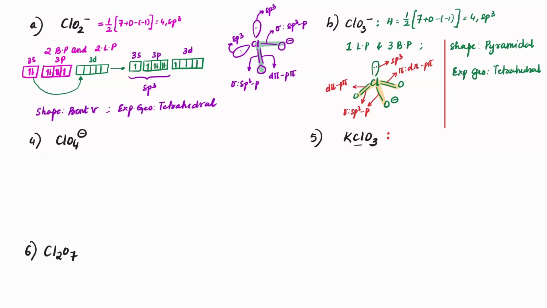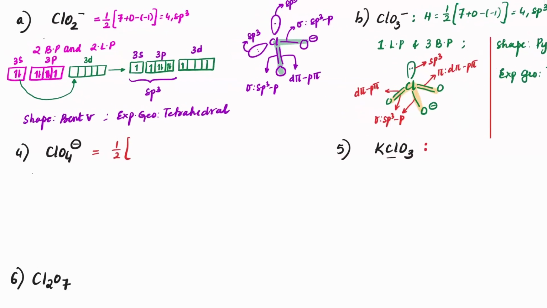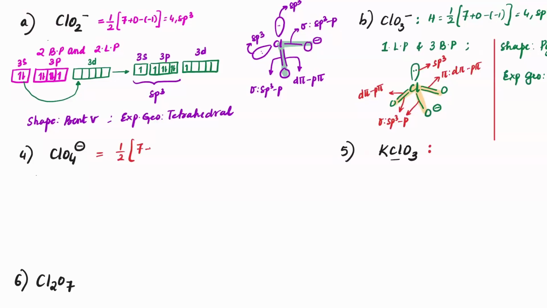Any answers, guys? Dave, first give me hybridization, beta. Yes, sp3. Very good. And how many bond pairs? How many lone pairs? 4 bond pairs, 0 lone pairs. Very good.